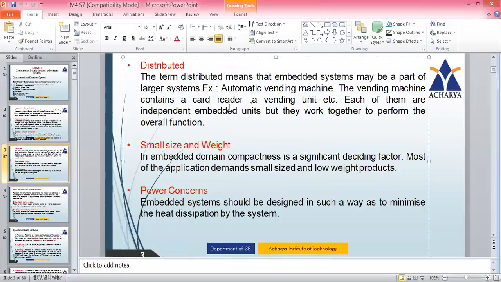So now let us go to the distributed systems. The term distributed means that embedded systems may be a part of larger systems. Example, automatic vending machines or ATM. You know that ATM is not just one unit. Internally, there are several parts.